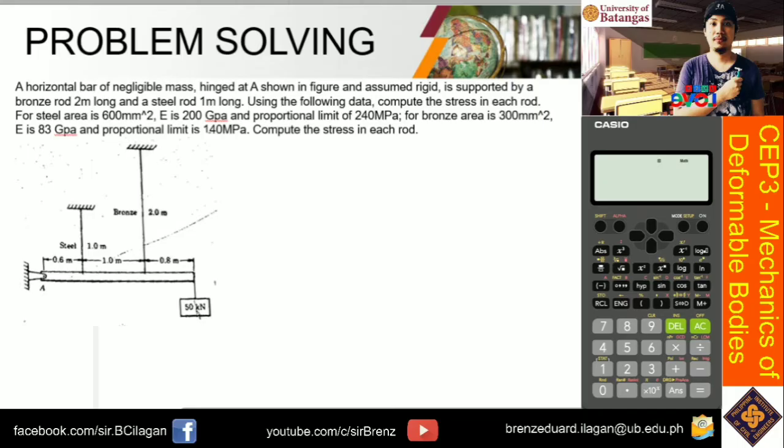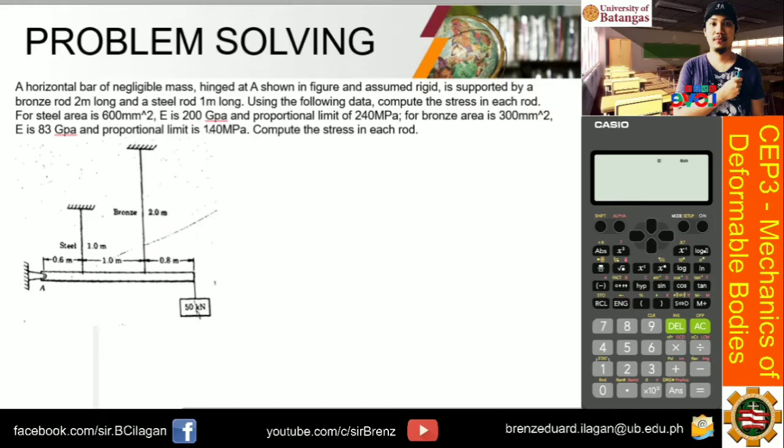For steel, area is equals to 600 mm squared. And the modulus of elasticity is 200 gigapascal. The proportional limit is 240 megapascal. And for bronze, the area is equals to 300 mm squared. The modulus of elasticity is 83 gigapascal. And the proportional limit is 140 megapascal. Compute the stress in each rod.